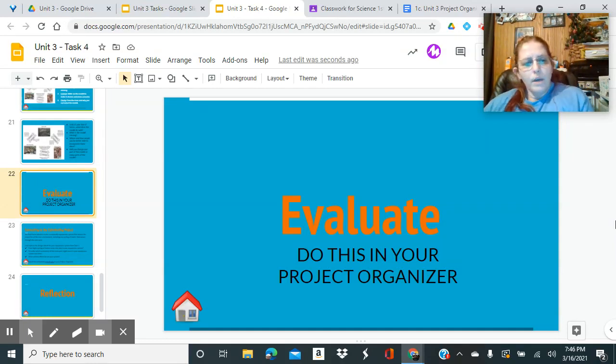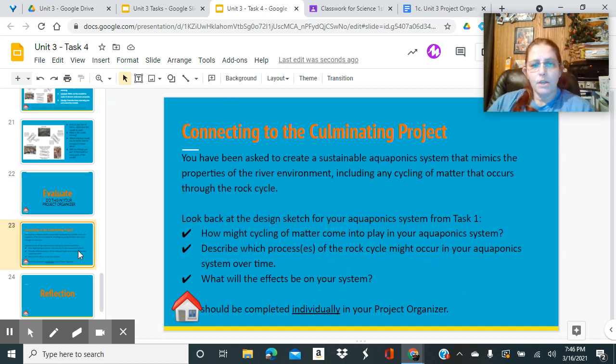Okay, so evaluate and reflect on task 4. In evaluate, this is always in your project organizer. Evaluate is always going to be about your culminating project. So today's culminating project connection.